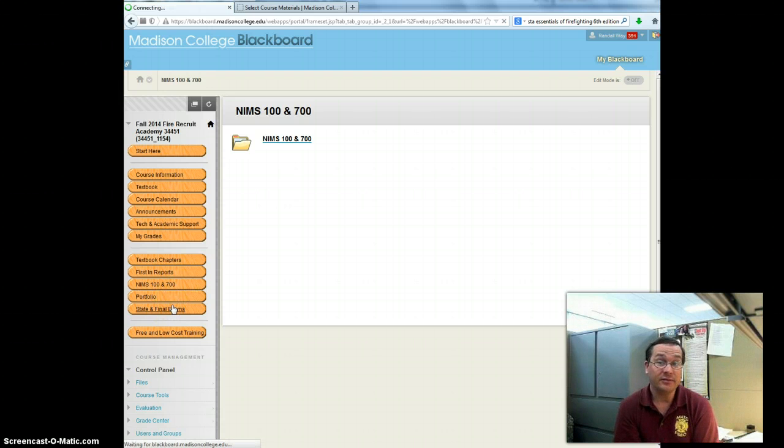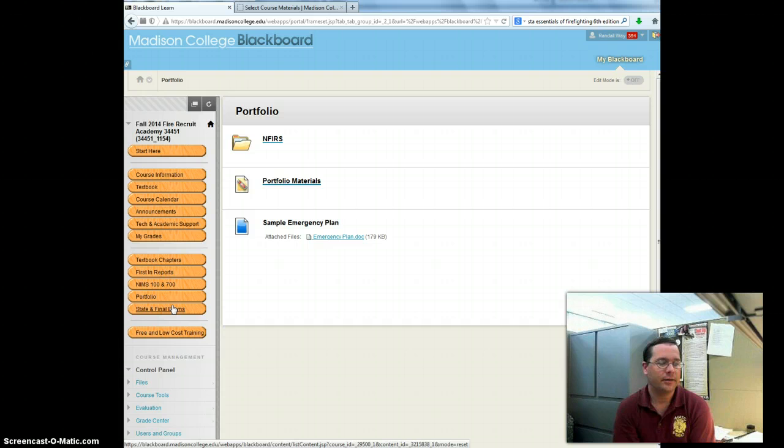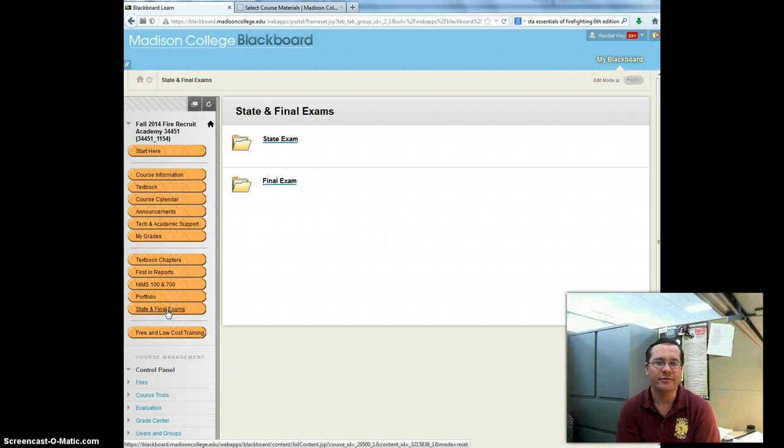The tab below that deals with the portfolio, and the portfolio is a series of documents that you're going to assemble prior to entering the Firefighter 2 test. So just like you have to have NIMS 100 and 700 to even enter the Firefighter 1 test, you have to have this portfolio completed to enter the Firefighter 2 test. If you don't complete the portfolio, they won't even let you in to test, and we'll spend more time talking about that.